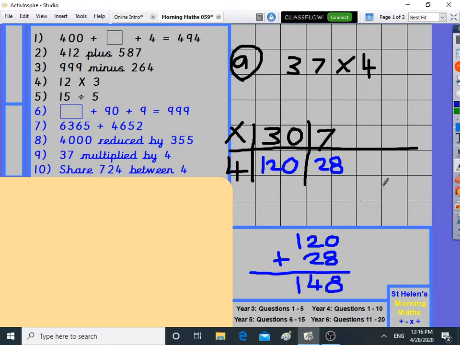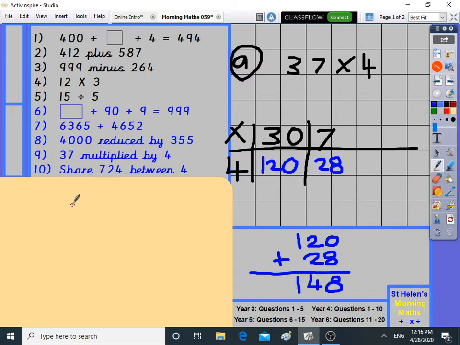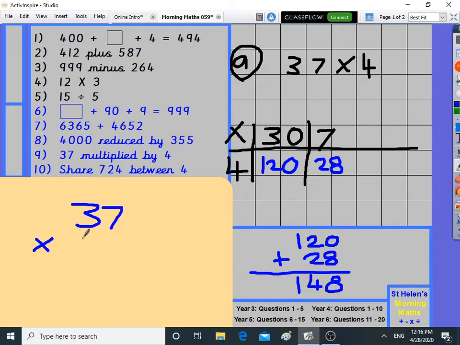There we go, 148. Let's see if we get the same answer with the standard method. 37 times 4. 4 times 7, 28. This time the 2 is carried. 4 times 3 is 12, plus 2 is 14.